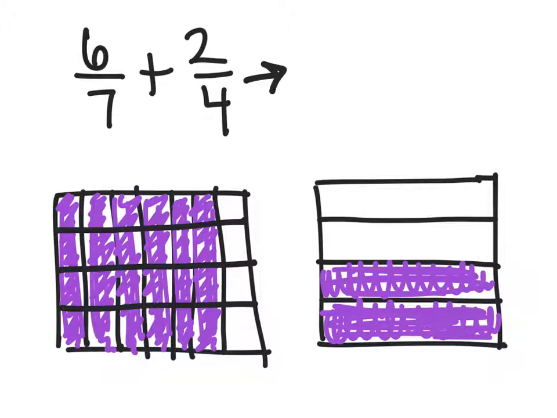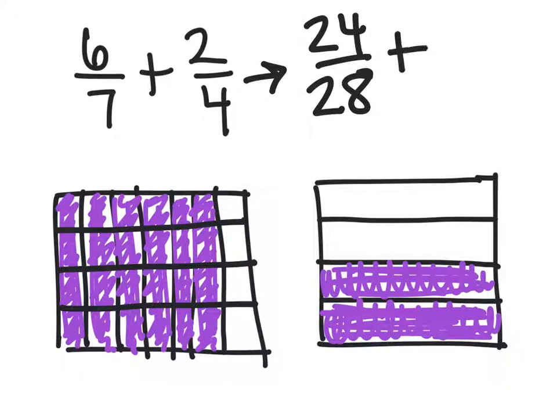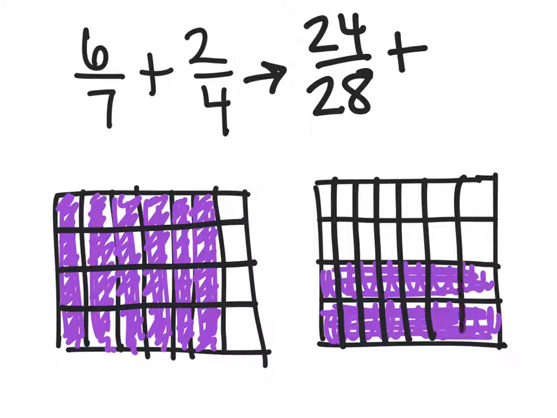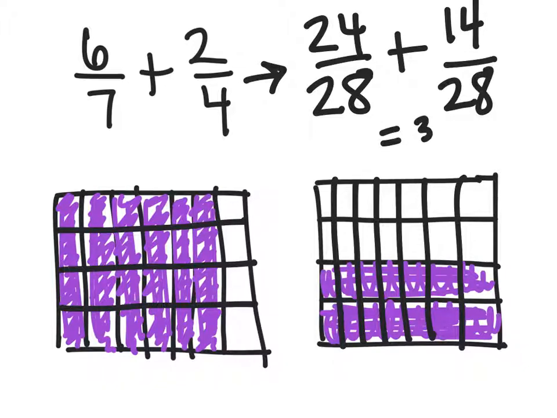And then that will give us 4 times 6, so 24 28ths. And then for our fourths, we're going to need to multiply that by 7 so that we get 28. 1, 2, 3, 4, 5, 6, 7. And that will give us 7 times 2 is 14 28ths. And then when we add those together, that will give us 38 28ths.